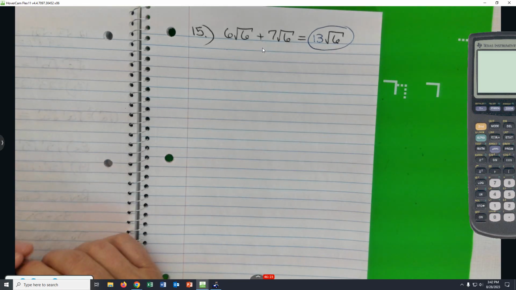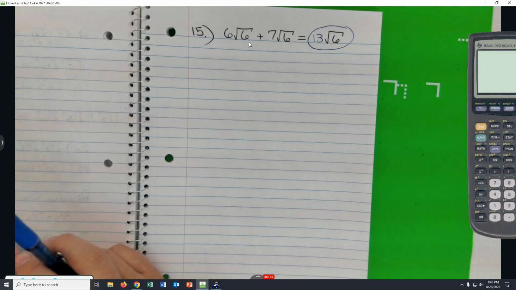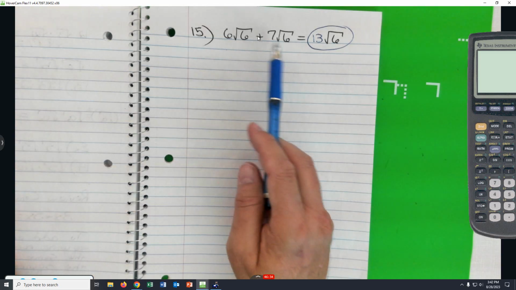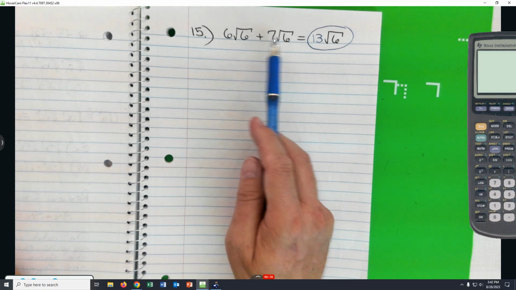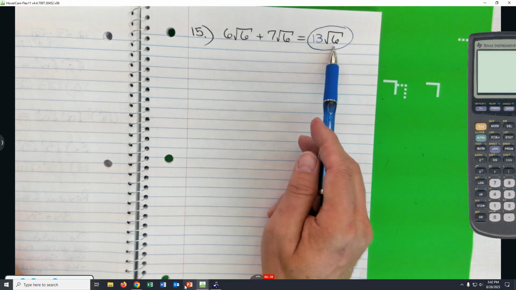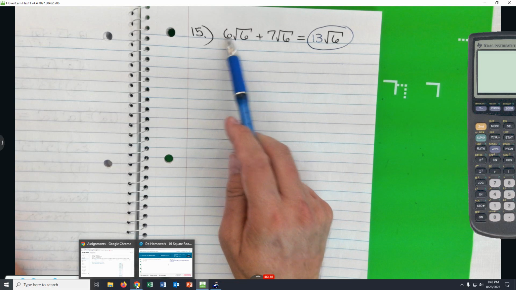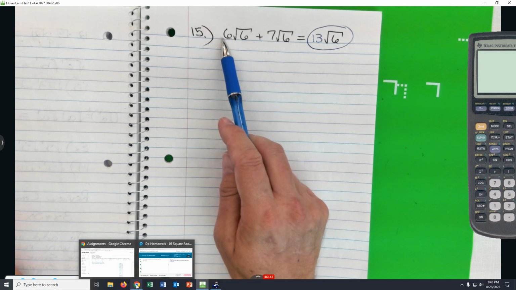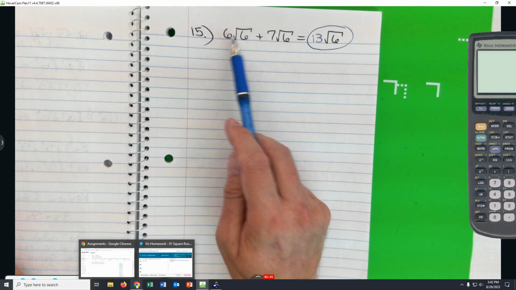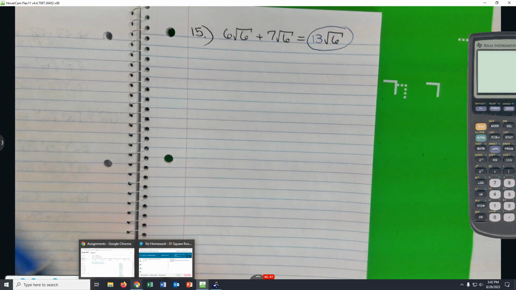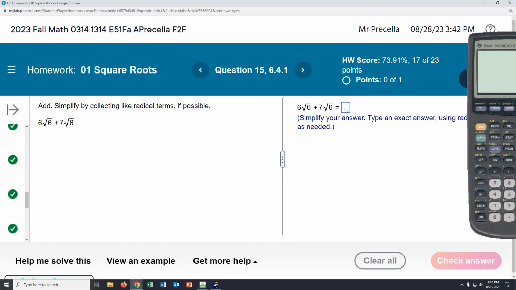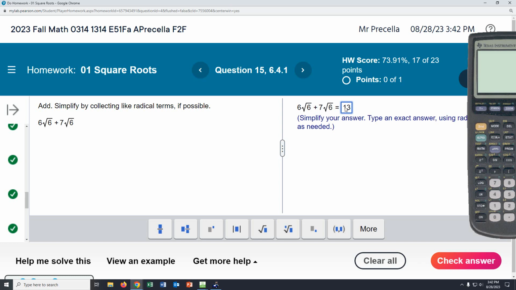Do y'all think that a common wrong answer might be 13 square root of 12 or something like that? You don't add the numbers under the square roots. You keep the same radical, you keep the same square root, you add or subtract the coefficients. If it were 6 minus 7, you'd subtract those. So I'm going to punch in 13 square root of 6.